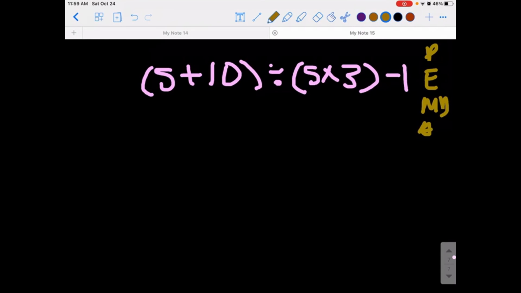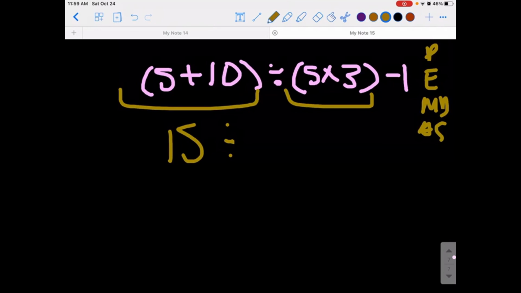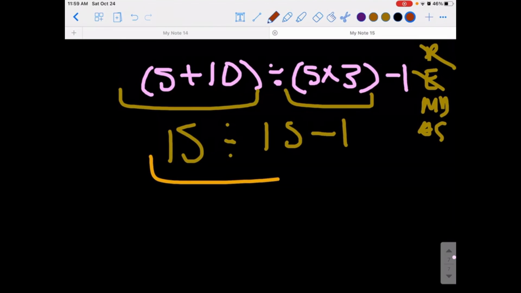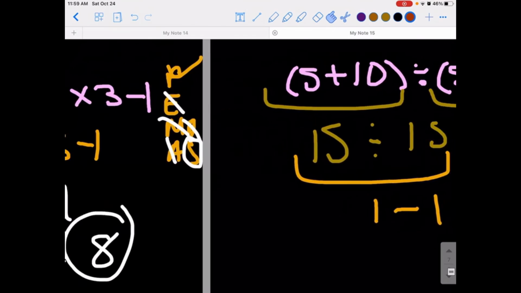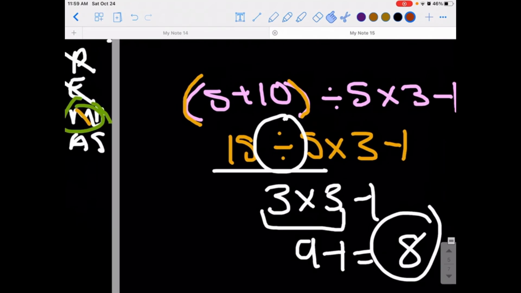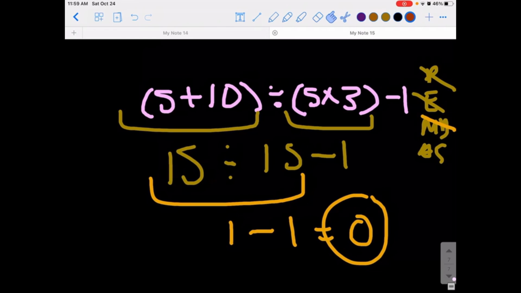PEMDAS. Are there any parentheses? Yes. If there are 2, what do I do? Basically, we just solve both of them. So what's 5 plus 10? 15. Divided by, what's 5 times 3? 15. Minus 1. Check. There are no exponents. Multiply and divide: we have only division this time. 1 minus 1. Add and subtract: we have to subtract. This gave me a 0. Wait a minute. Before I had a 10, then an 8, and now 0. So parentheses really matter, and they can change your answer.